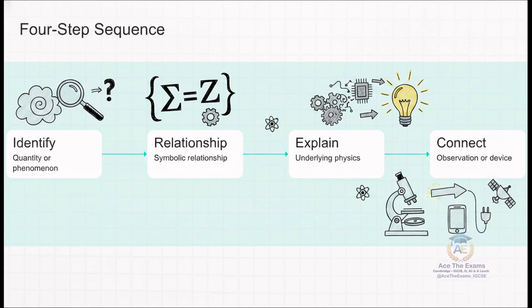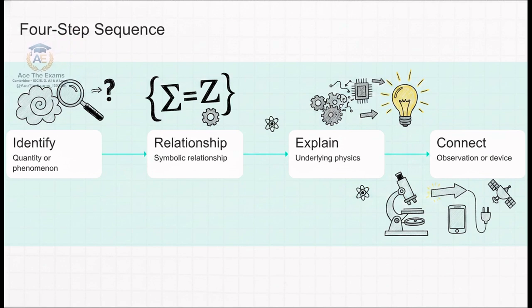Step 1. Identify the quantity or phenomenon. That is your point. Step 2. State the symbolic relationship involved. That is your evidence, where your formulas and equations come in. Step 3, explain the underlying physics. That is your explanation. And step 4, connect it to an observation, experiment, or real device. That is your link.